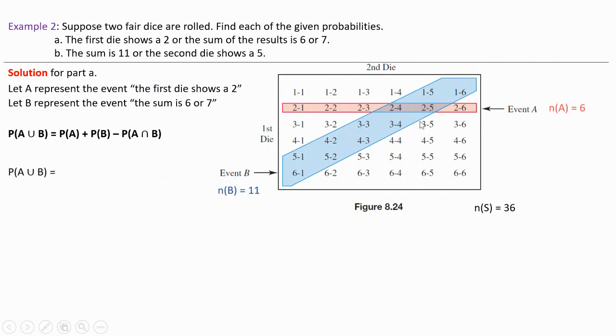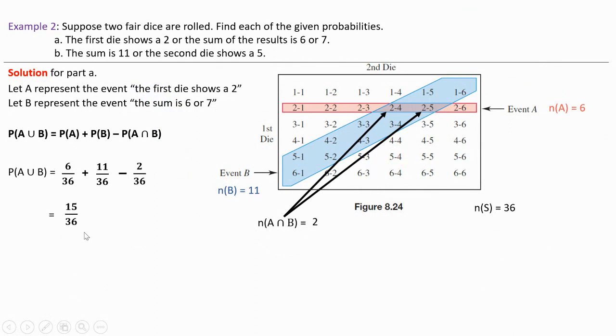And where do they intersect? Right, so it's going to be 6 over 36 plus 11 over 36 minus, and where do they intersect? It's going to be there, right? What they have in common, where they intersect, is going to be 2, 4 and 2, 5, which is going to be 2. So it'll be minus 2 over 36. So this is the answer, 15 over 36. We simplify. The answer will be 5 over 12. So that's the answer for A part, 5 over 12.